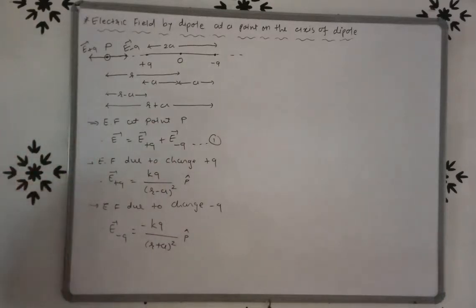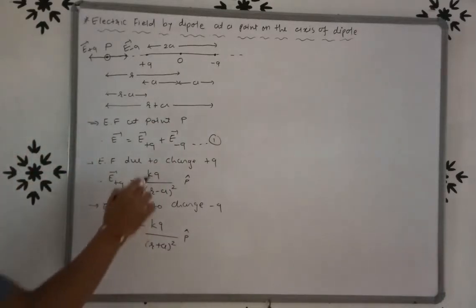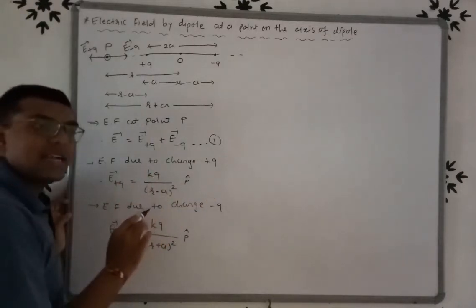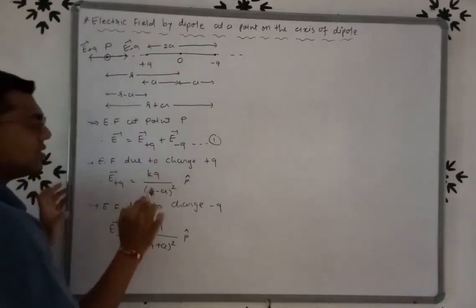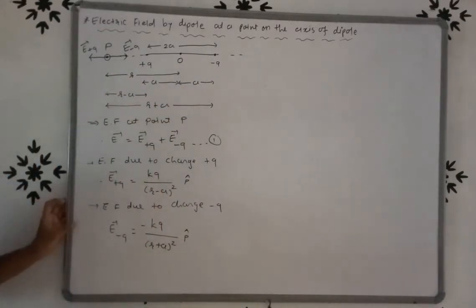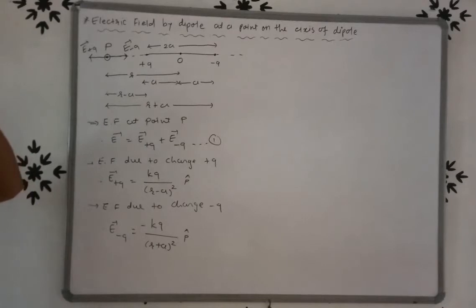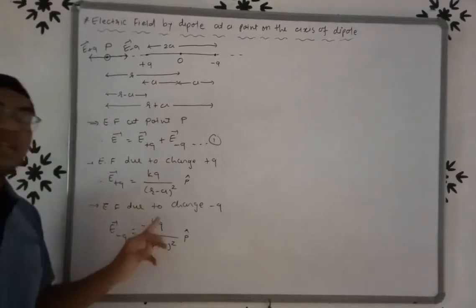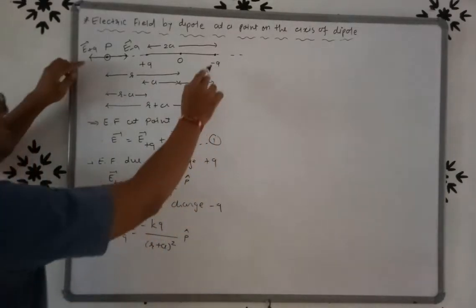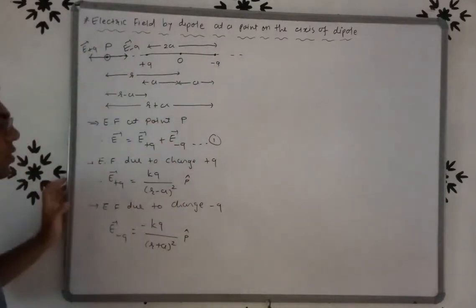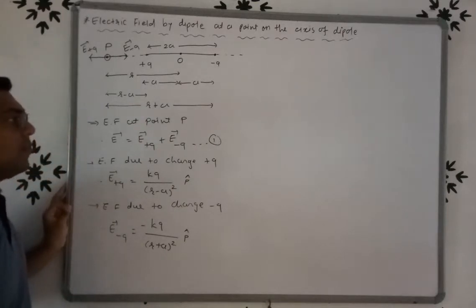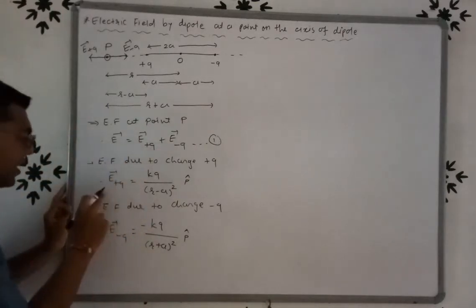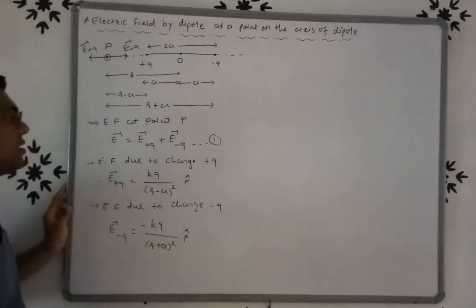Right. So again, the electric field due to charge plus Q is kQ upon r square, but the distance between plus Q and P is r minus a, so r minus a whole square. The field due to minus Q is kQ upon r square, negative charge, so minus kQ upon the distance between minus Q and P, r plus a whole square. Now we have to find out the electric field at point P. So now we know the values of E plus Q and E minus Q.